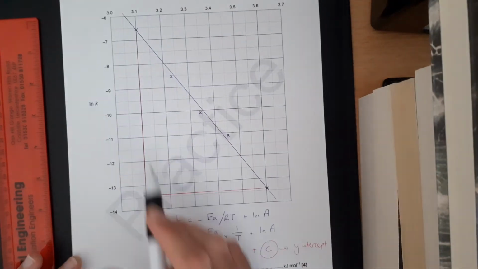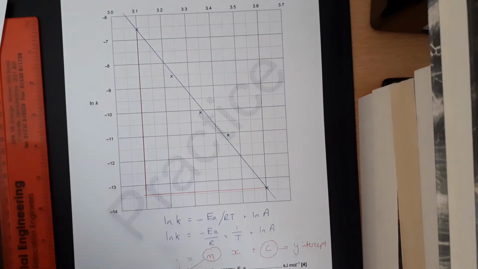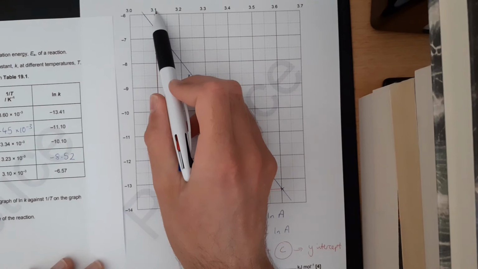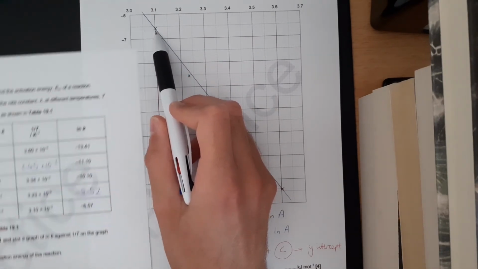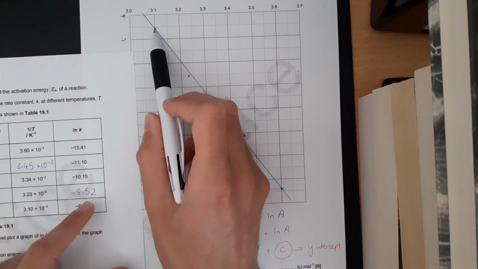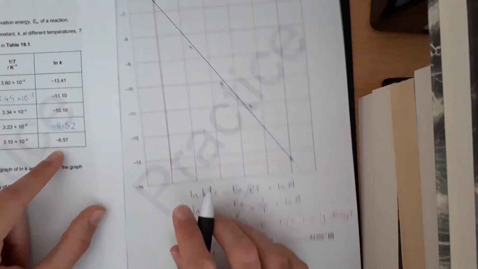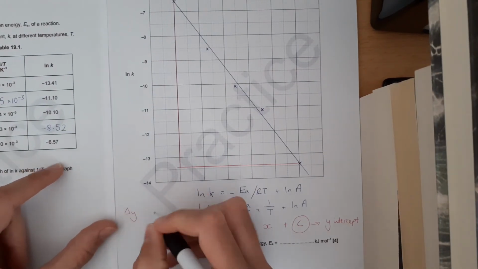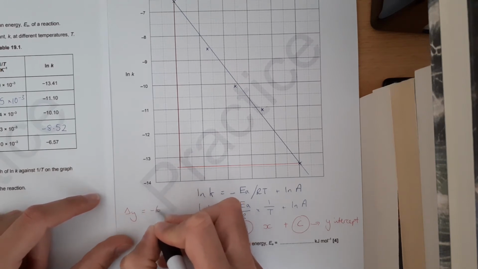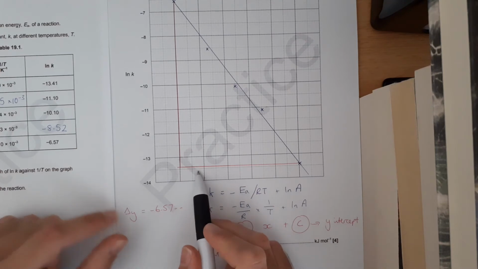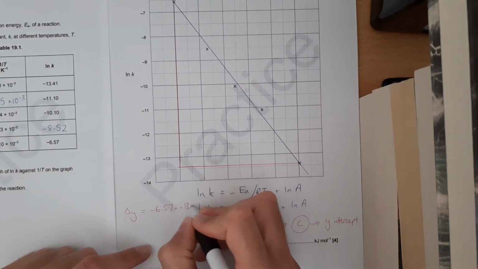Okay, then we know our change in y. If I get the values back again here. So the y value for this first point, we're looking for the natural log of k. So the y value for the first point was minus 6.57. So our change in y is minus 6.57 minus, and then this was 13.41.